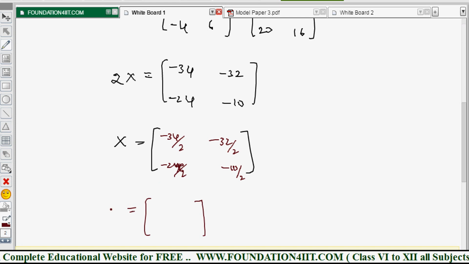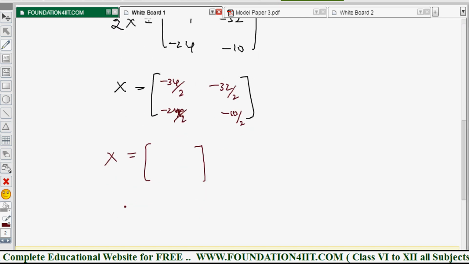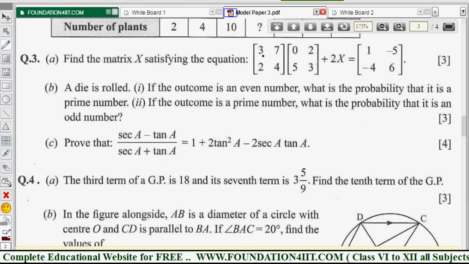So matrix X is equal to minus 34 by 2 is minus 17, minus 16, minus 24 by 2 is minus 12, and minus 5. Okay, this is the required matrix X value. Let's see the next one.